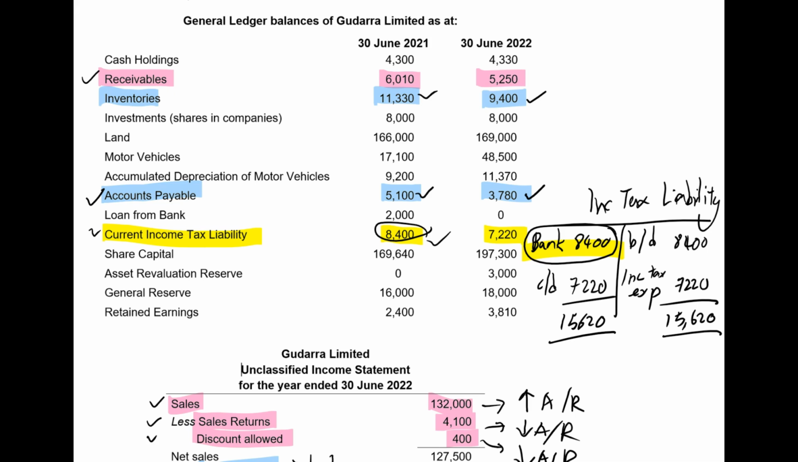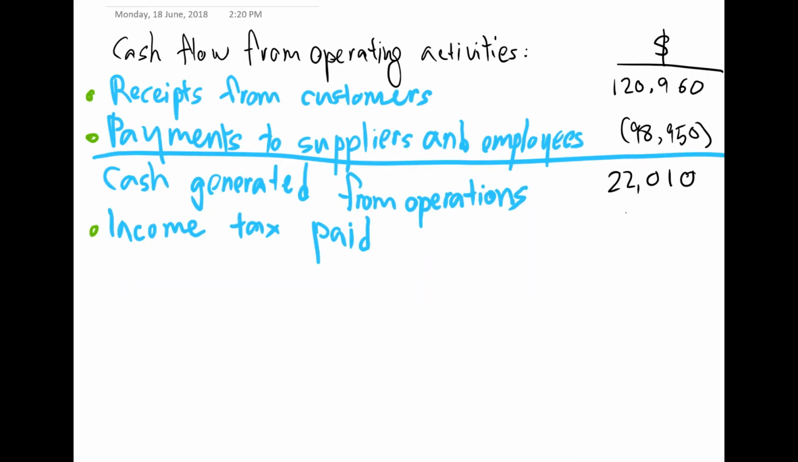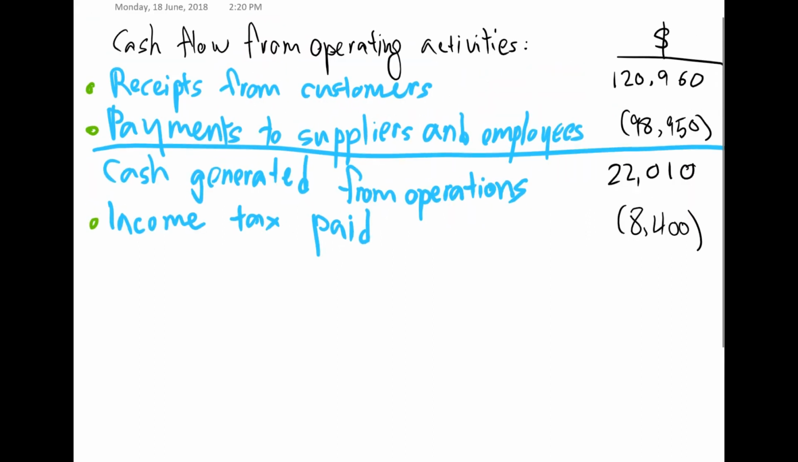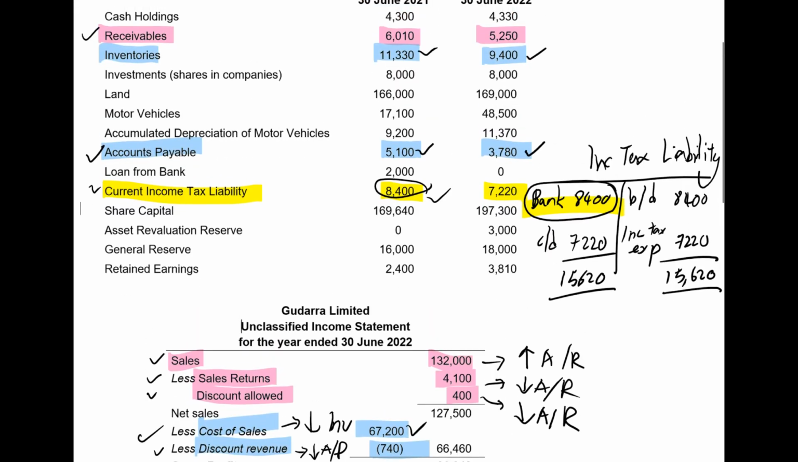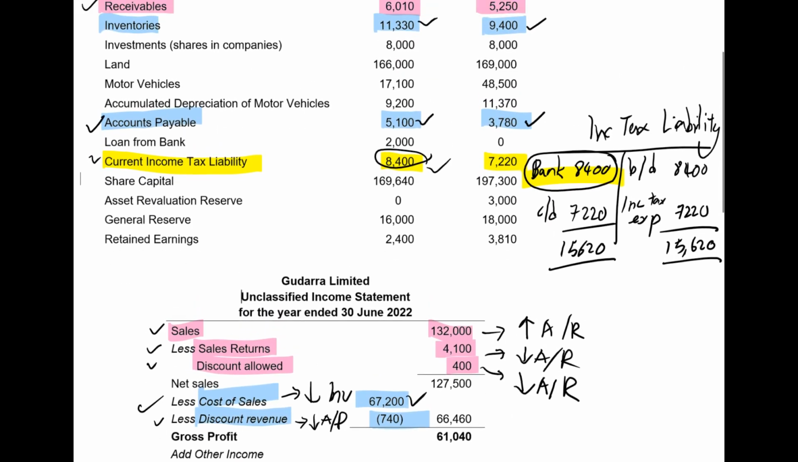Okay, so your income tax payable will be 8,400. Just write it this way. Just write the 8,400 there, and then you will get your 4 marks. Now, once you are done, we have to look at other items.